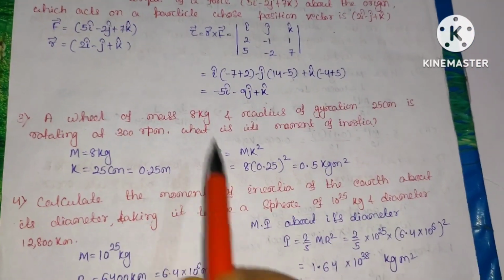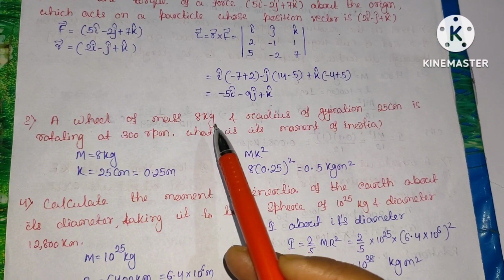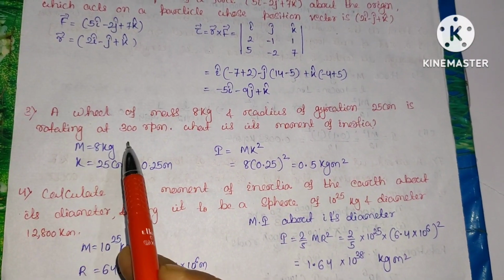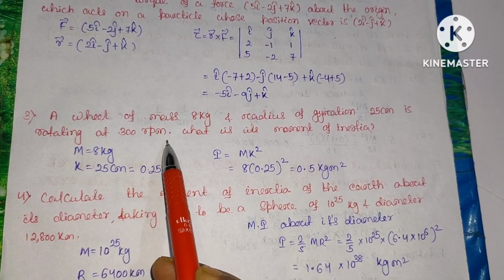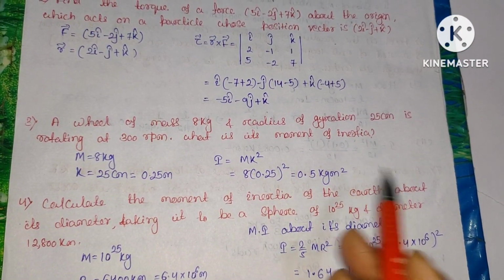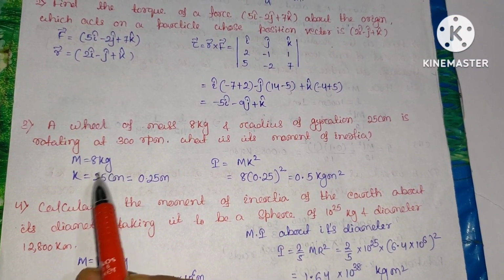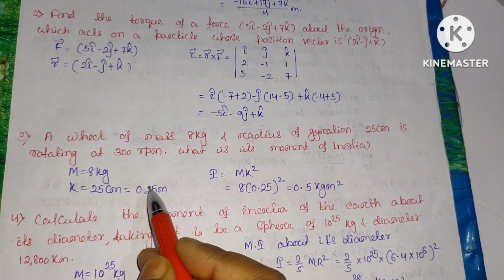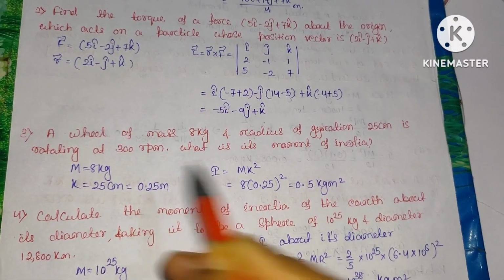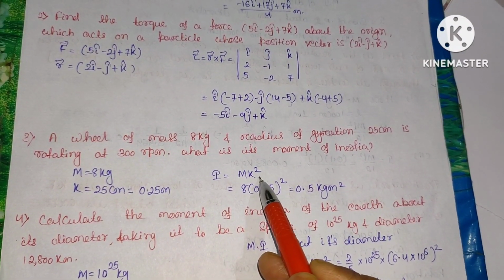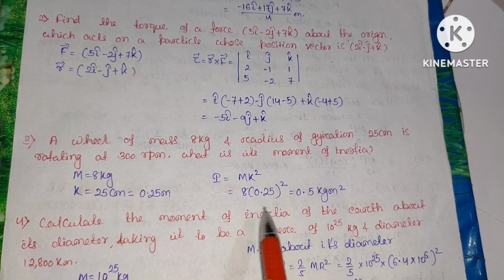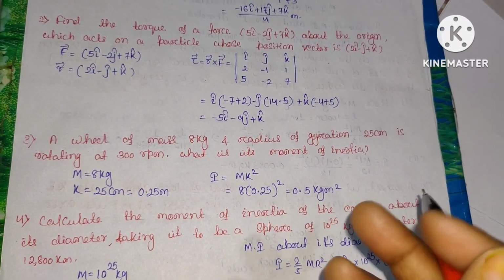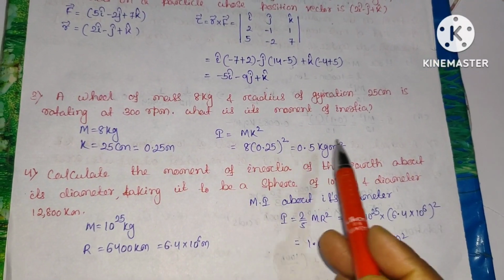The next question is, a wheel of mass 8 kg and radius of gyration 25 cm is rotating at 300 revolutions per minute. What is its moment of inertia? Here m is given as 8 kg, radius of gyration is 25 cm, that is 0.25 meter. I equals m k square for the wheel. So mass is 8 kg into radius of gyration 0.25 square. This is a very simple problem, that is 0.5 kg meter square.